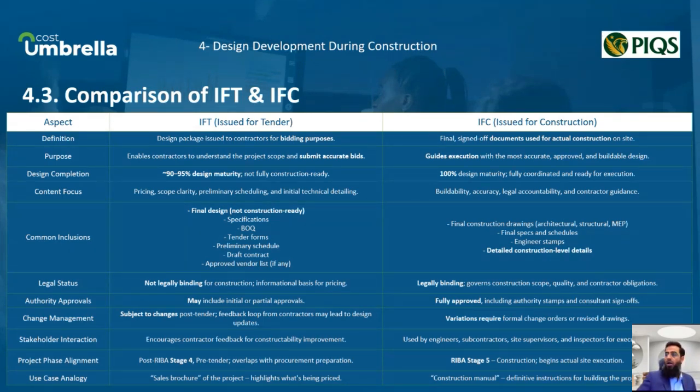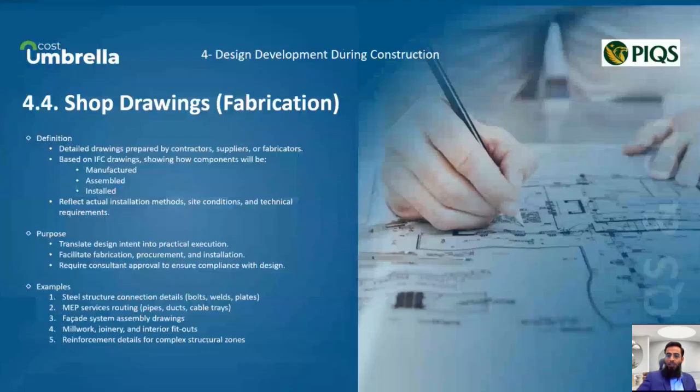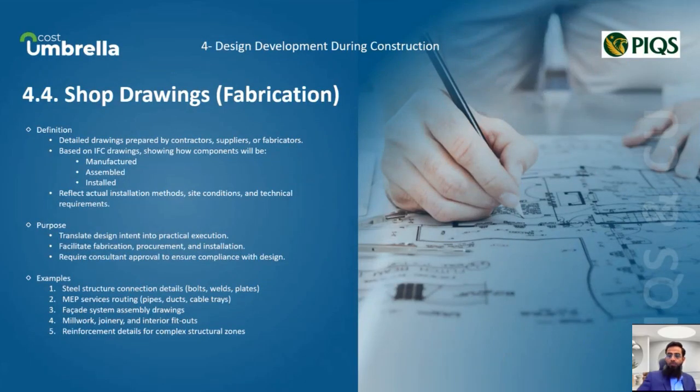So this is all about the IFT and IFC comparison. Now let's move to the shop drawings. Shop drawings are the contractor's tool to bring the design to life. While IFC drawings show the design intent, shop drawings demonstrate how each component will actually be built, manufactured, and installed. These are typically much more detailed and often include fabrication instruction, dimensions, materials, and methods.